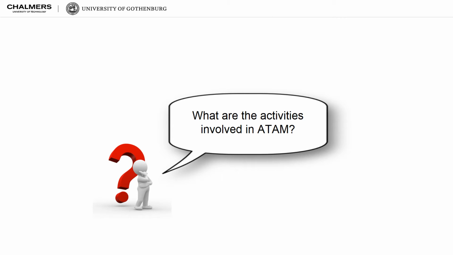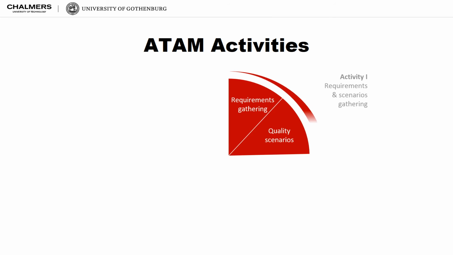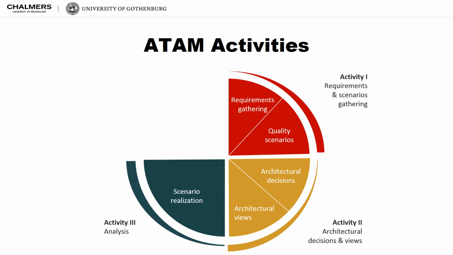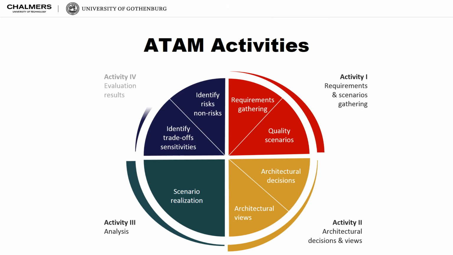Let's now see the kind of activities involved in ATAM. Architecture evaluation in ATAM is organized into 4 activities. First, the scenarios are collected and system requirements are made explicit. Next, architectural views are considered in order to go through the identified scenarios. The architecture is then evaluated against each scenario. Finally, the evaluation results are formulated and presented.